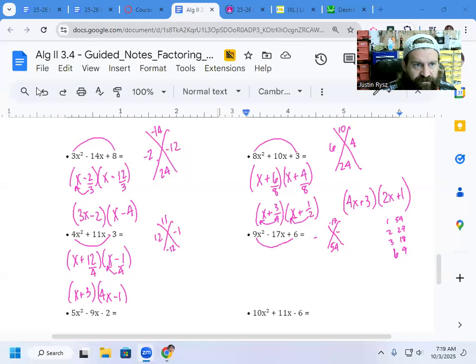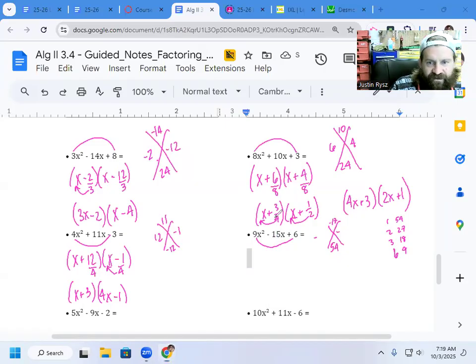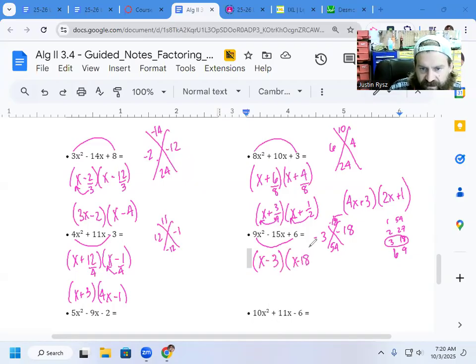Yep, this is another one. Man, I gotta stop trusting ChatGPT with making up these example problems. I'm gonna change this to 15. All right, so if that was a 15 we're looking for, combination here, 3 and 18. So we got an x minus 3 and an x minus 18.